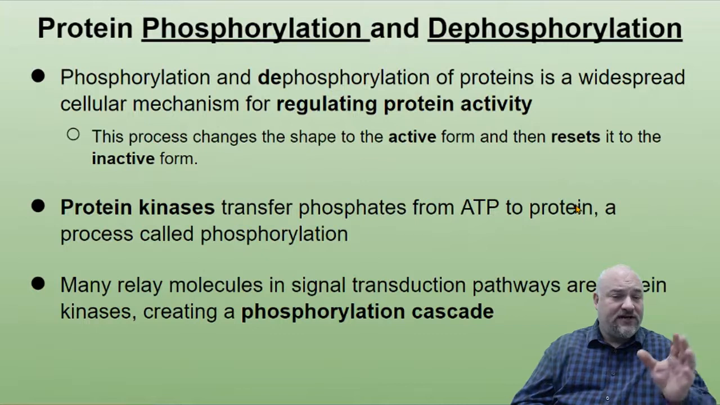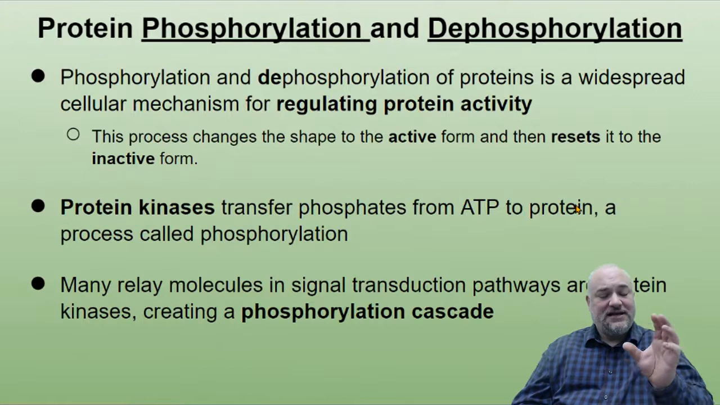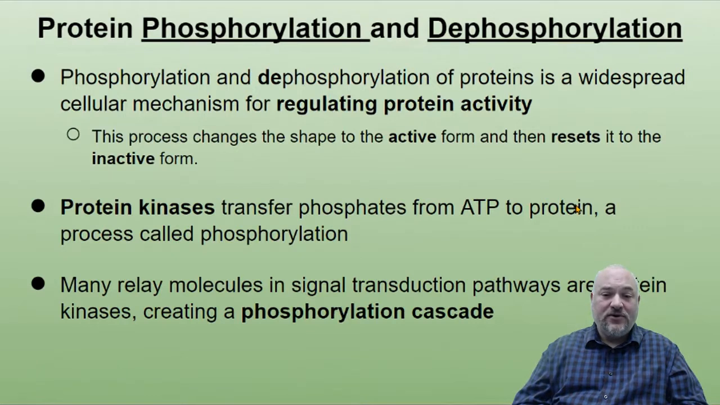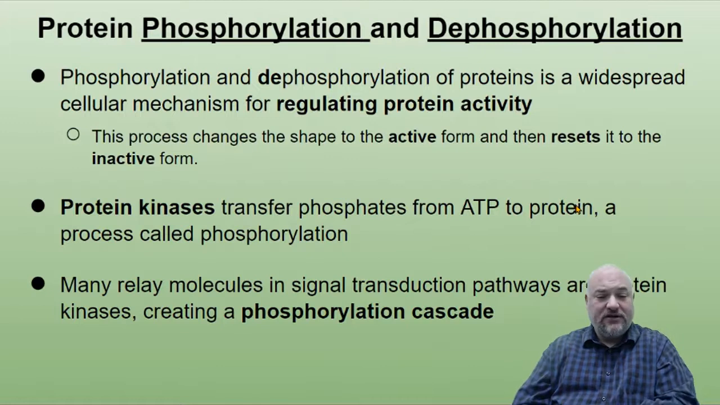A lot of this happens with protein phosphorylation or dephosphorylation. Phosphorylation is adding on a phosphate. Dephosphorylation is removing a phosphate. And that can cause a protein to go from an active state to an inactive state, or inactive to active. Different ones get activated when you add a phosphate, or they get deactivated when you add a phosphate. It goes both ways. Those protein kinases we talked about before transfer the phosphates, usually from an ATP to a protein, and we call that phosphorylation.